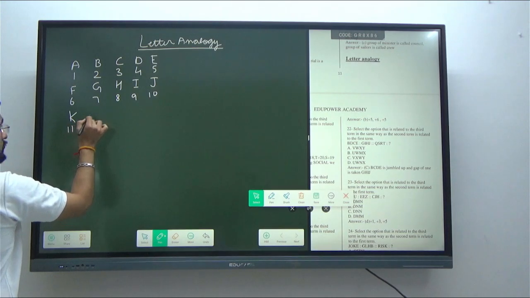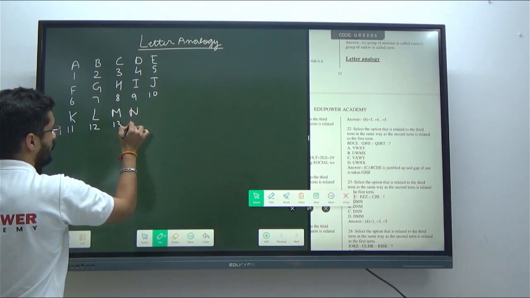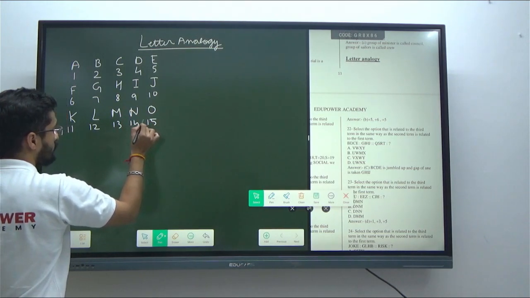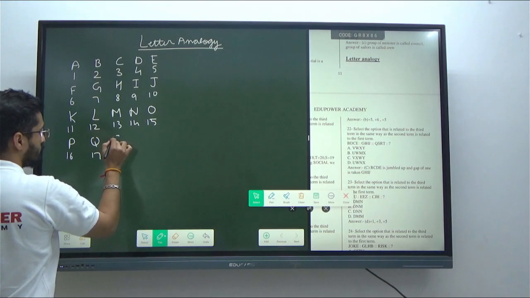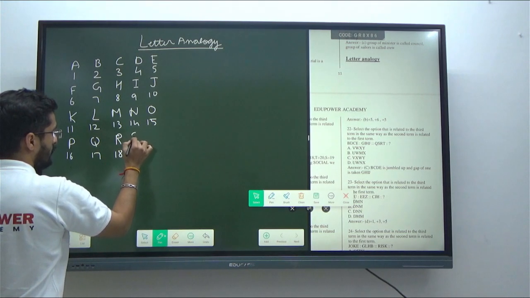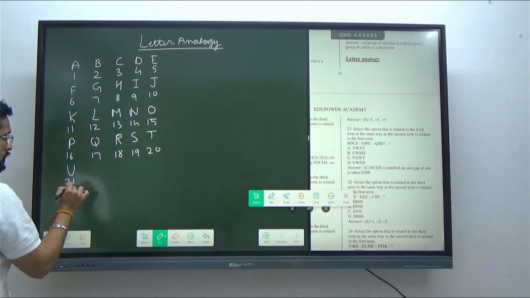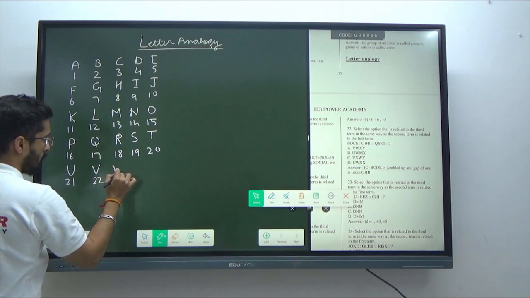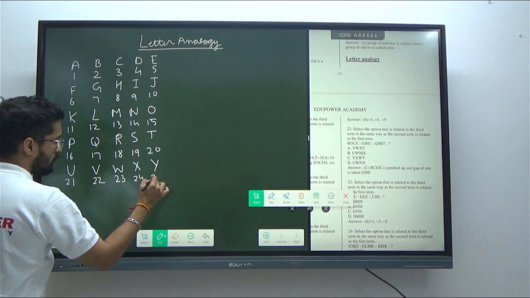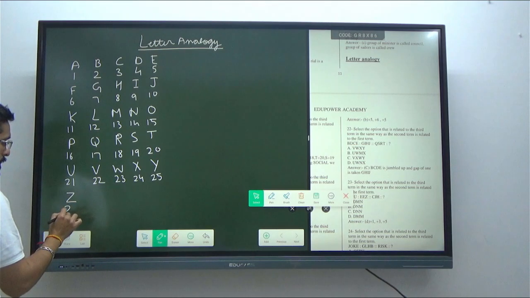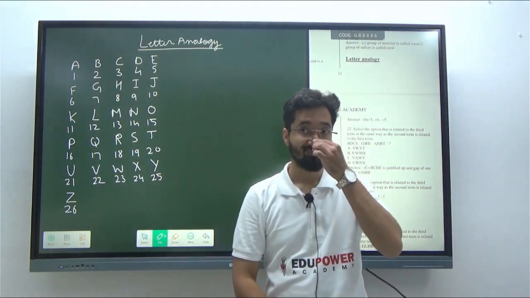K is 11, L is 12, M is 13, N is 14, O is 15, P 16, Q 17, R 18, S 19, T 20, 21, 22, 23, 24, 25 and 26. Okay, letter analogy.